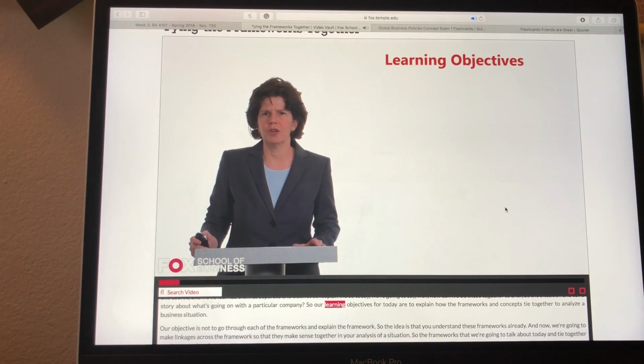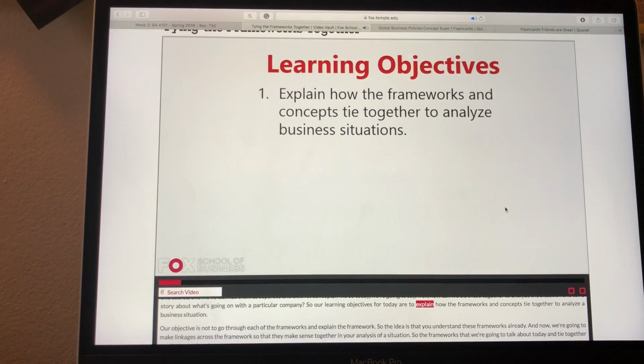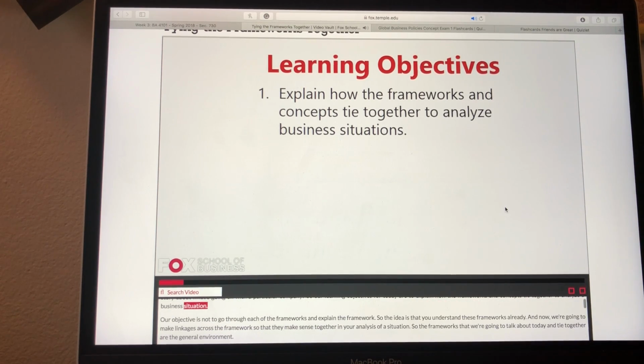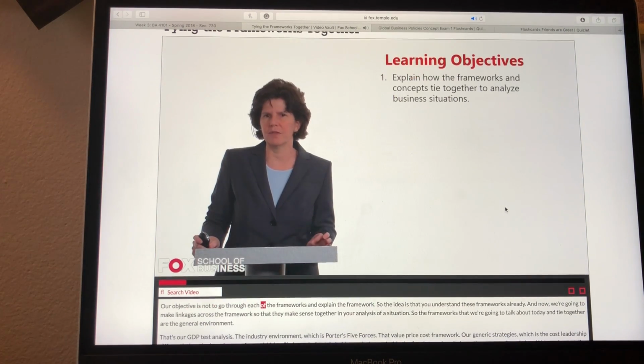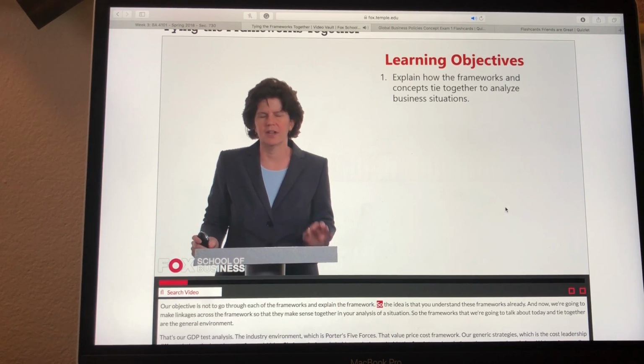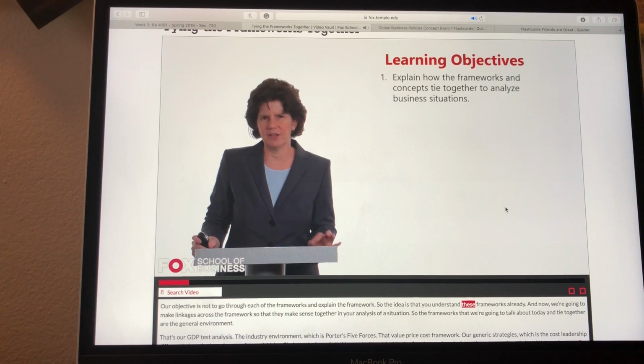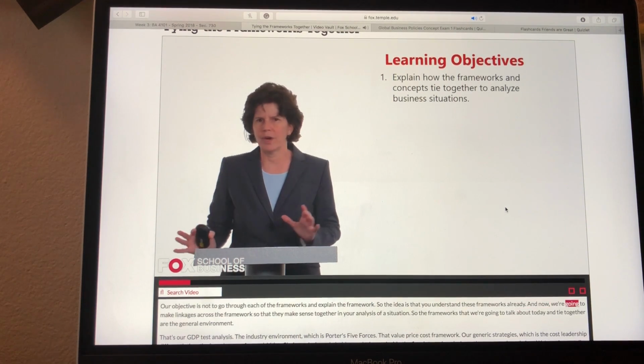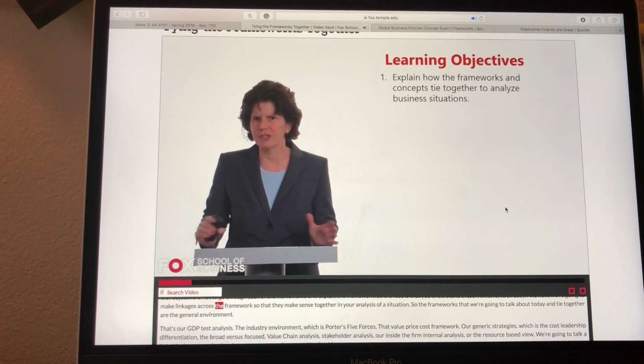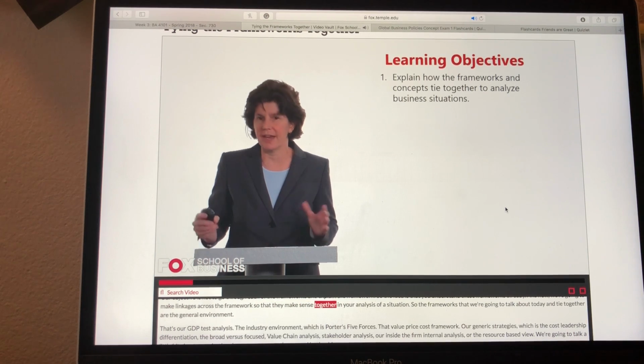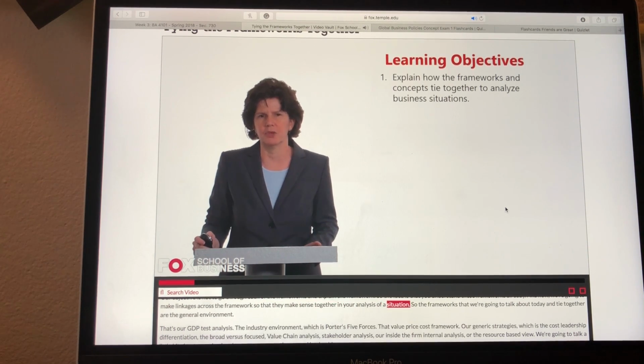All right, so our learning objectives for today are to explain how the frameworks and concepts tie together to analyze a business situation. Our objective is not to go through each of the frameworks and explain the framework. The idea is that you understand these frameworks already, and now we're going to make linkages across the frameworks so that they make sense together in your analysis of a situation.